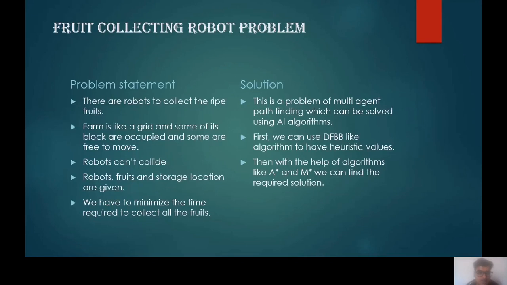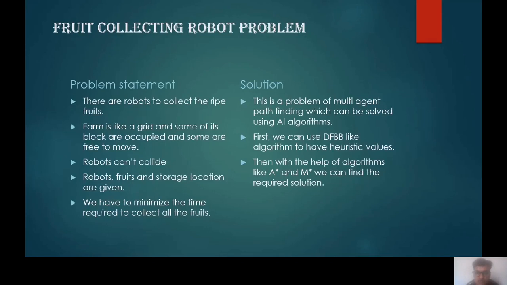In the farm, there are robots to collect the ripe fruit. The farm is like a grid, and some cells are blocked or occupied, and some are free to move. Robots can't collide. Robots, fruits and storage locations are given. We have to minimize the time required to collect all the fruit. So there are some constraints we have to satisfy, and we have to minimize the time also.